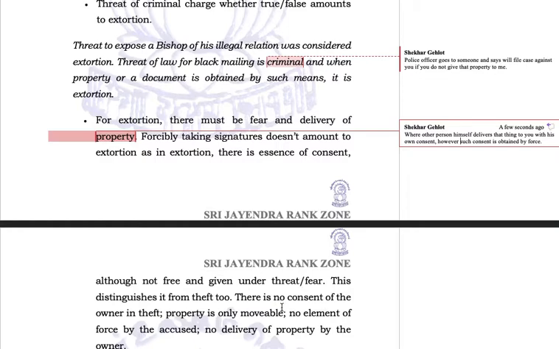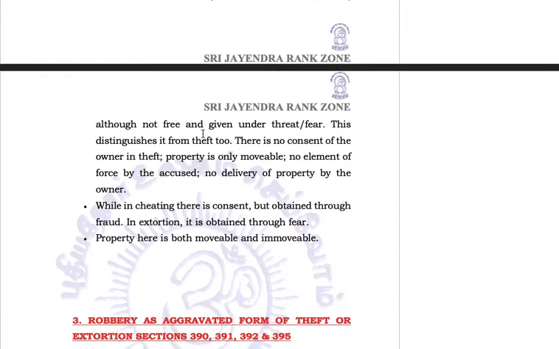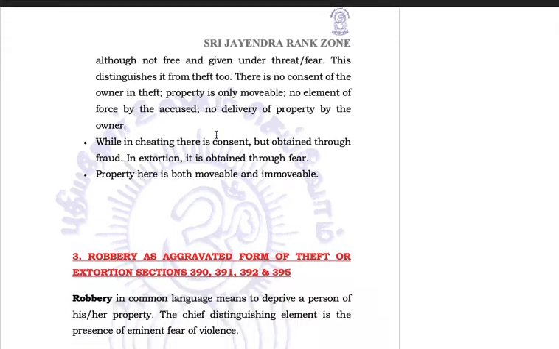There is no consent of the owner in theft. Property is only movable, there is no element of force by the accused, and no delivery of property by the owner. This is the theft we are discussing. While in cheating there is consent but obtained through fraud, in extortion it is obtained through fear. Property involved in extortion is both movable and immovable as well. You can take immovable property as well by extorting someone.